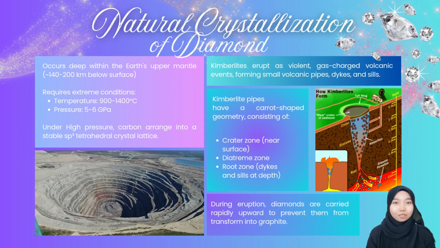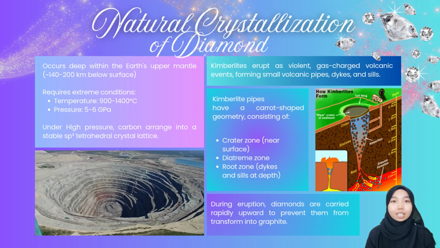Natural crystallization of diamond. Natural diamond is formed deep within the Earth's upper mantle, about 140 to 200 kilometers below the surface. This process requires extreme conditions with temperatures between 900 and 1400 degrees Celsius and pressures of around 5 to 6 gigapascals. Under this high pressure, carbon atoms arrange themselves into a stable sp3 tetrahedral crystal lattice, which allows diamond to form. Diamonds are brought closer to the surface through kimberlite eruptions.